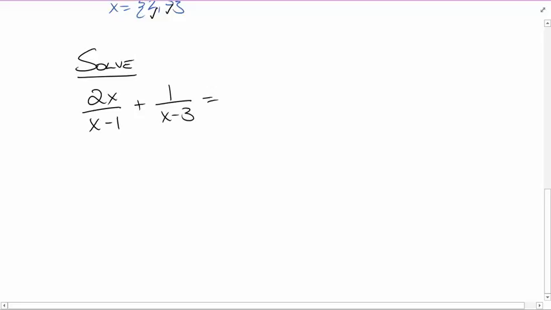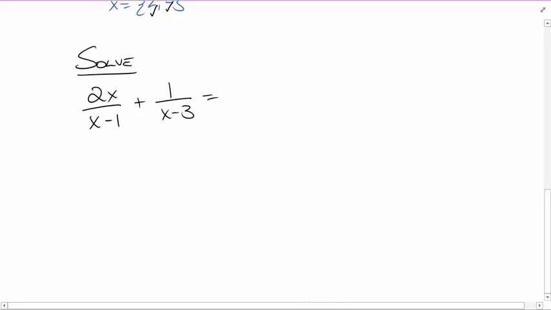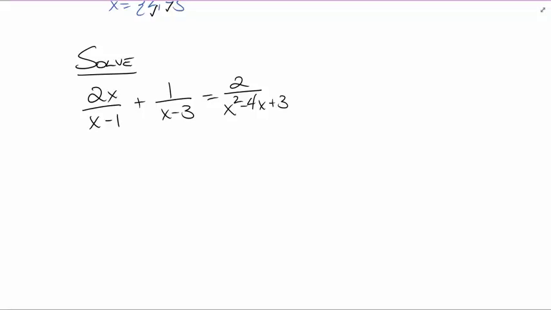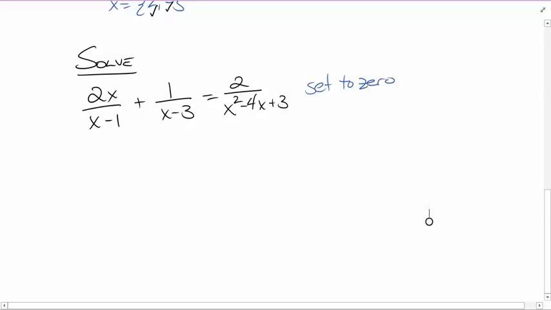2x over x minus 1 plus 1 over x minus 3 equals 2 over x squared minus 4x plus 3. Again, different ways to go here. My thought process is going to be to set one side to 0. I'm going to do that by subtracting over. It really doesn't matter which way I go with this.